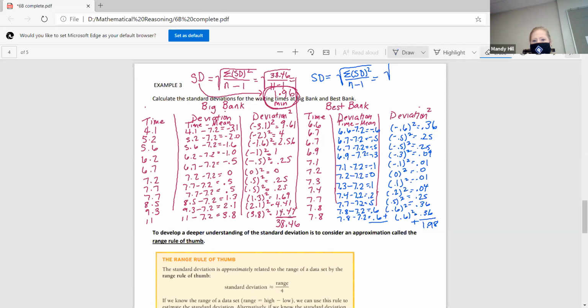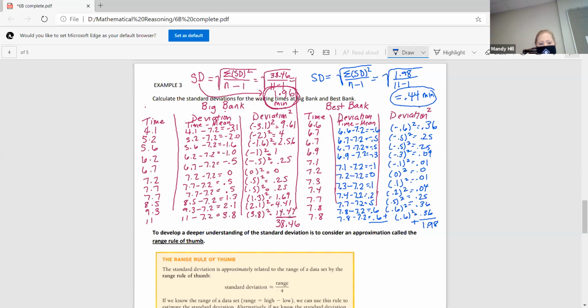So the way that we would calculate this by hand is the square root of 1.98, because that is the sum of all of these squared deviations, divided by 11 minus 1. And when you get the answer to that, the standard deviation is going to be 0.44 minutes, which is to be expected. It should be not as much as Big Bank because the wait times were not as spread apart.